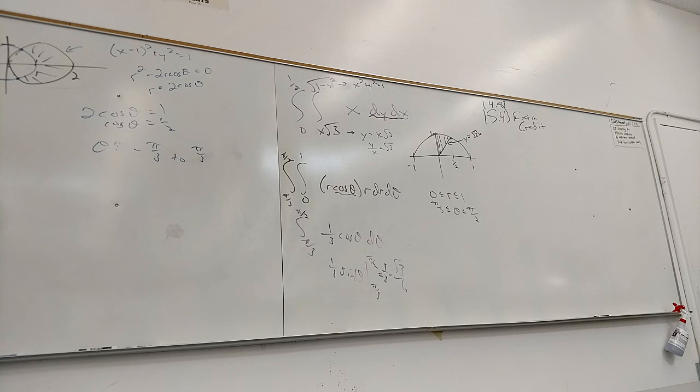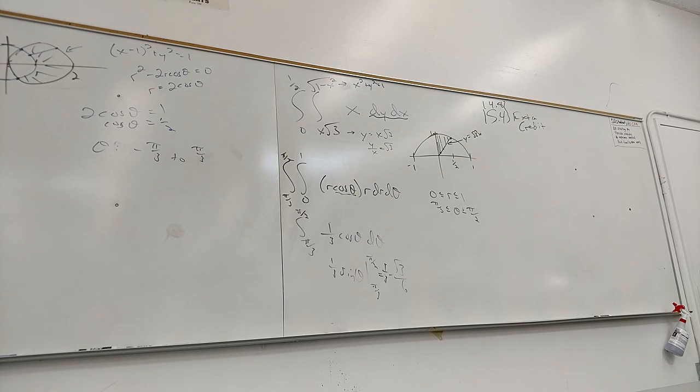So r goes from what to what now? What does r go from and to? We basically have it staring us in the face. r starts at this wall, and what wall is that? 1. And it goes out to that wall. What wall is that? 2. It's not 2. It's 2 cosine theta.